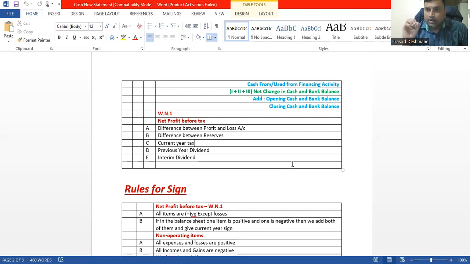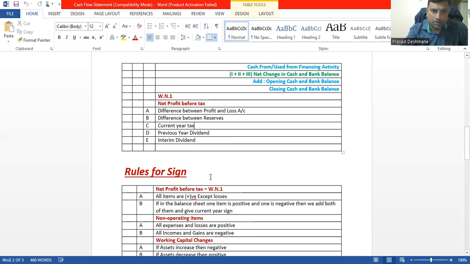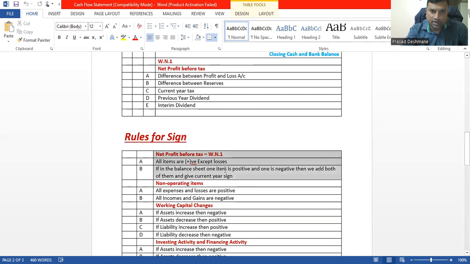Now we'll discuss the rules of this particular working note. Check what the rules for sign are for this working note. All items are positive except losses. All these 5 items are generally put positive, but sometimes the A part can be negative. B, C, D, E can never be negative. Only A can be positive and negative. In case of profit, it is positive. In case of loss, it is negative. The rest, B, C, D, E, are always positive. That I mentioned over there.